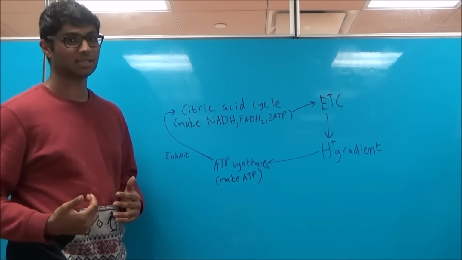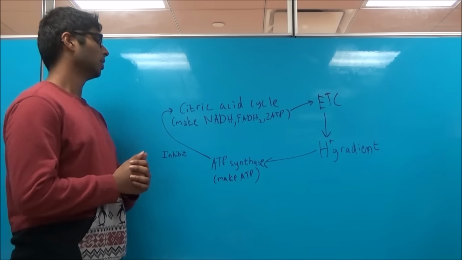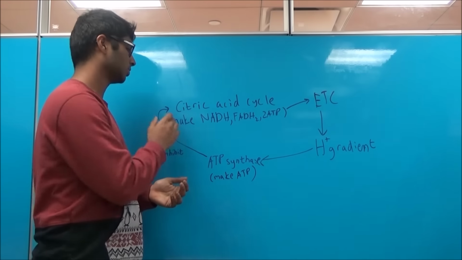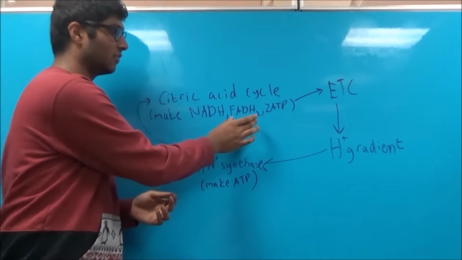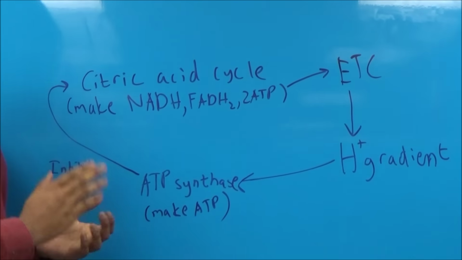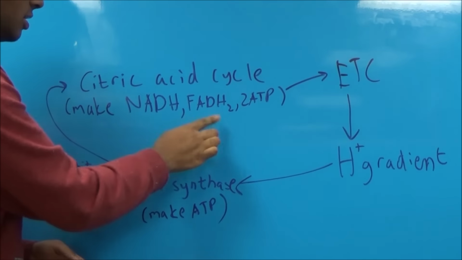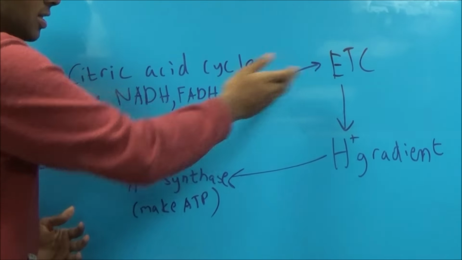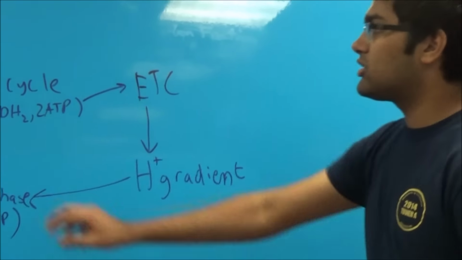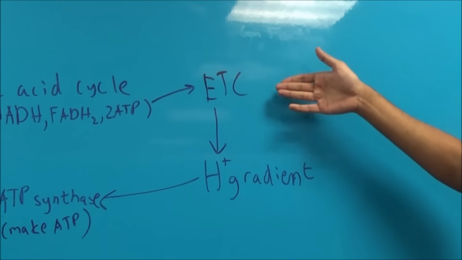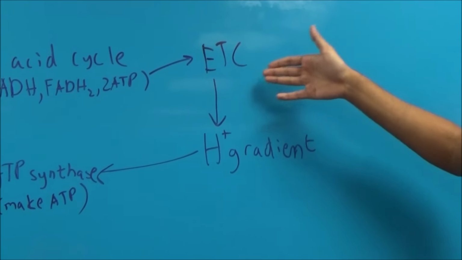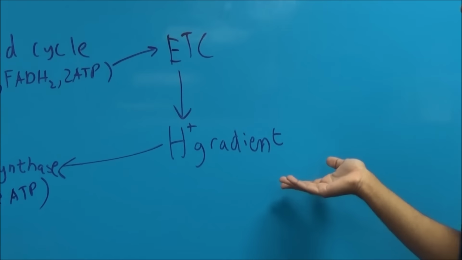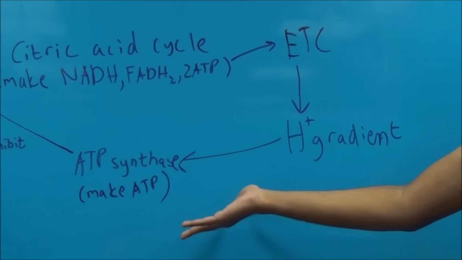The next step in the process is the citric acid cycle. The main products of the citric acid cycle are NADH, FADH2, and 2 ATP. The most important products are the NADH and the FADH2. These are both electron carriers, and they are used later on in the electron transport chain. These electron carriers shuttle electrons to the electron transport chain, which uses them to create a proton gradient, which is then used by ATP synthase to make ATP.